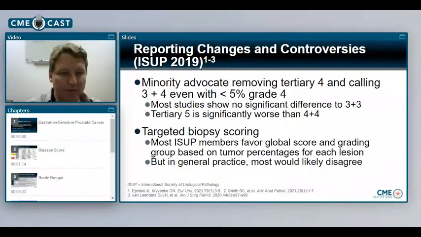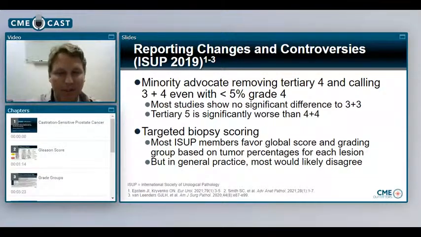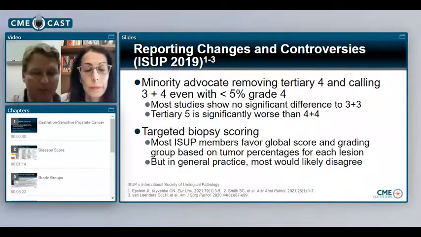So it's losing its luster to call something 3+3 tertiary pattern 5. Essentially, as I've mentioned, there's no real difference in clinical outcomes between 3+3 and a very low volume pattern 5. So instead of just saying 3+3 tertiary pattern 4, just call it 3+4. However, it's not so accepted to do that with 4+4 when you have a minor component of 5. Seeing a diagnosis of 4+4 with tertiary pattern 5 is much more common, and it indicates a much worse outcome. Although the grade group is still grade group 4.